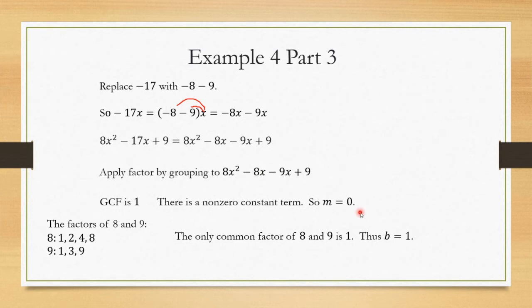So we have that. And if you look at 8 and 9 alone, they only have a common factor of 1. So that forces b to be 1. B, remember, is the greatest common factor of the coefficients and the constant term. So we get b is 1, m is 0. So the GCF is just 1 times x to the 0, which is 1. Sorry, went too fast.